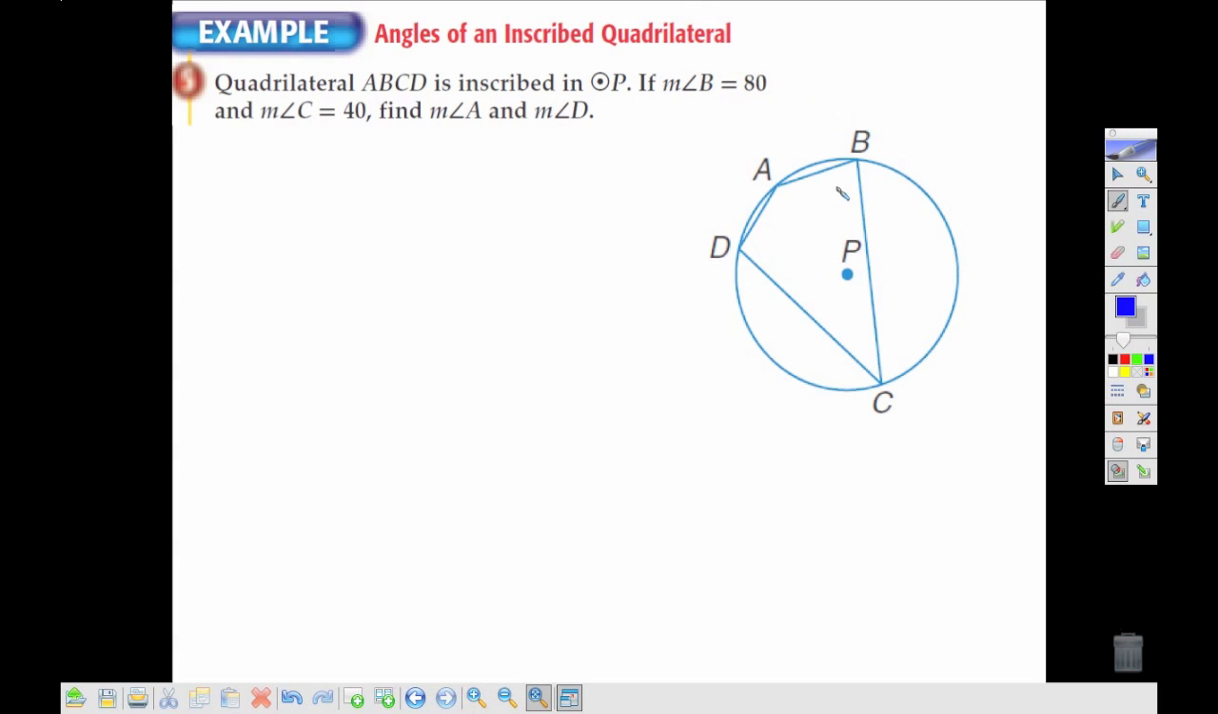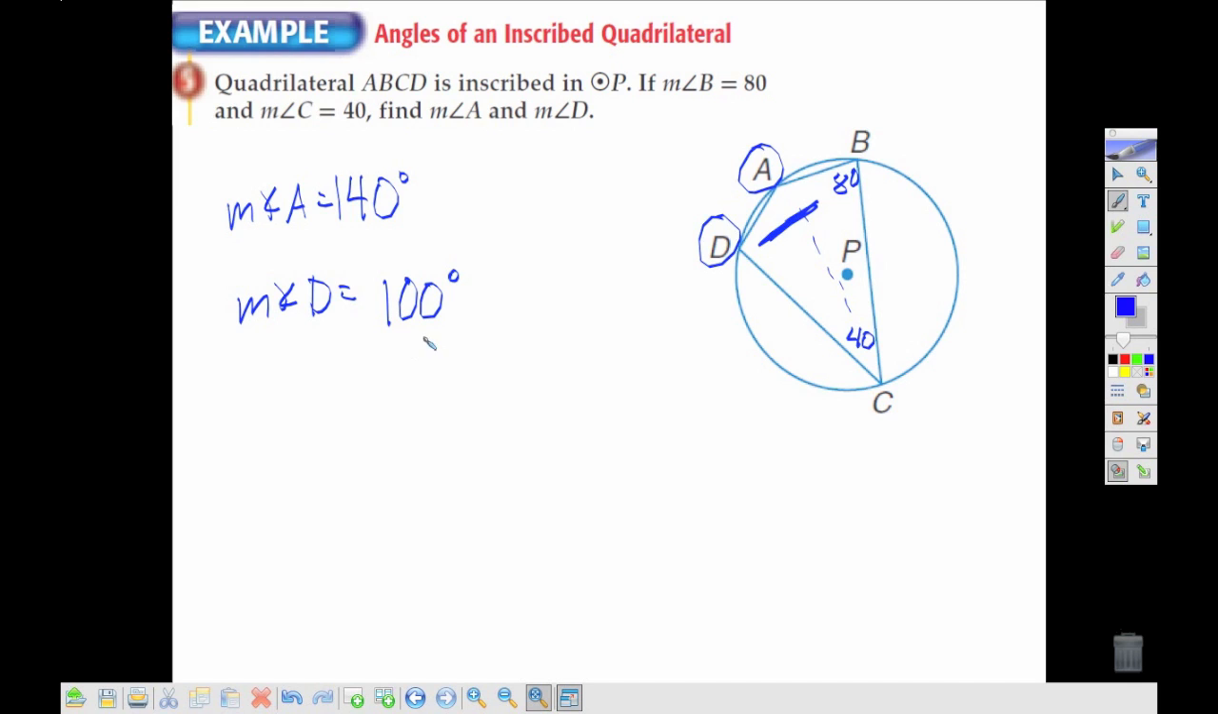Okay, so in the last one, they give us the measure of angle B as 80 degrees, and they give us the measure of angle C as 40 degrees, and they ask for the angles A and D. Well, since A is across from C, then we know that the measure of angle A would have to be supplementary to that, leaving us with 140 degrees. The measure of angle D, it's across from angle B here, so they also add up to 180, so that would leave us with 100 degrees.